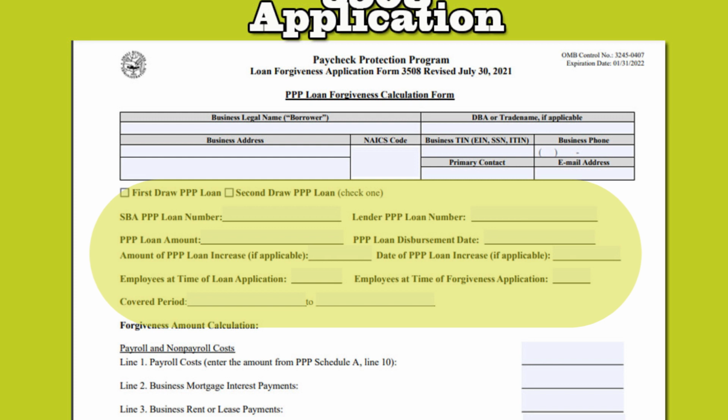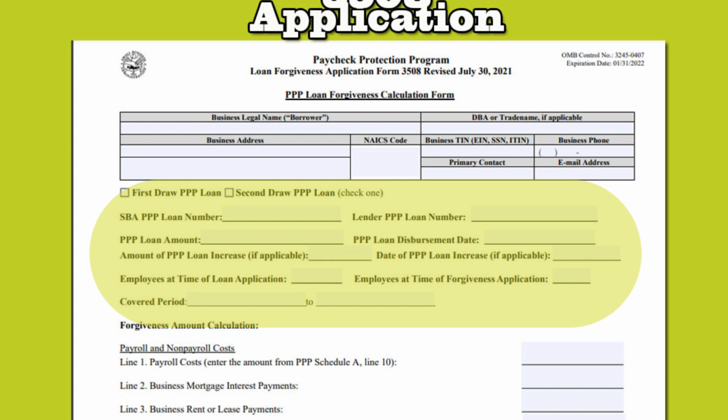Now, for the next section, you can only check one as you see. If this 3508 forgiveness is for your first draw, you would check first draw. If it's for your second draw, you will check second draw. We're going to assume this is your first draw. So we're going to check first draw, PPP loan, okay?